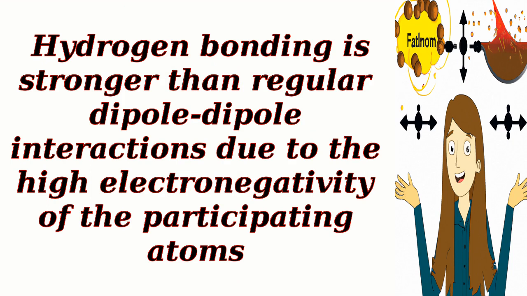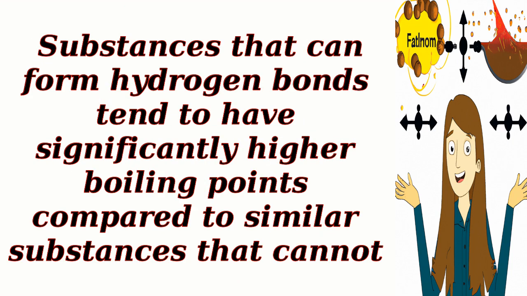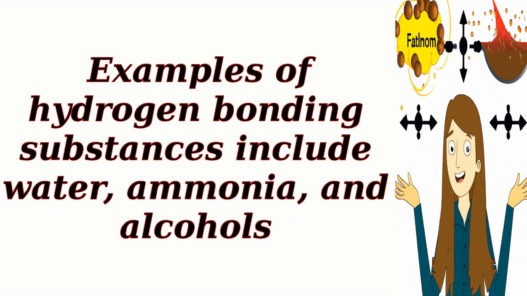Hydrogen bonding is stronger than regular dipole-dipole interactions due to the high electronegativity of the participating atoms. Substances that can form hydrogen bonds tend to have significantly higher boiling points compared to similar substances that cannot. Examples of hydrogen bonding substances include water, ammonia, and alcohols.